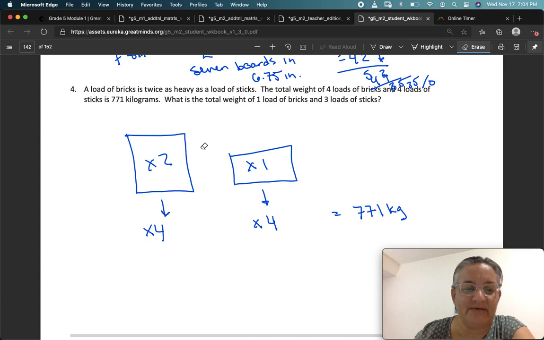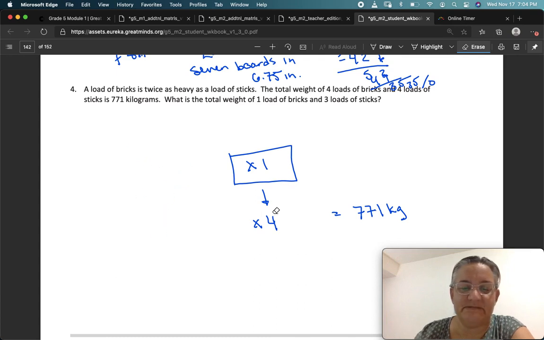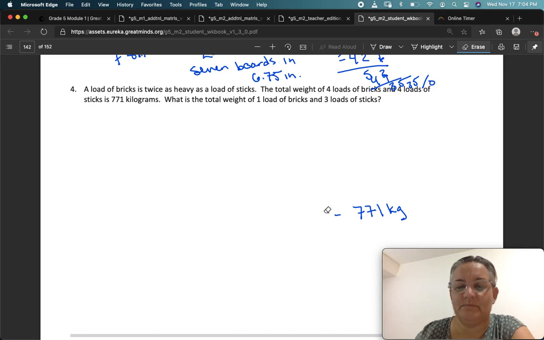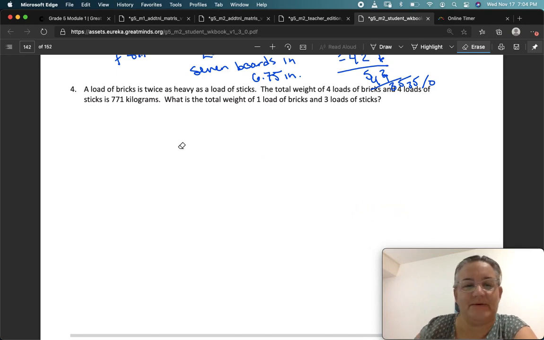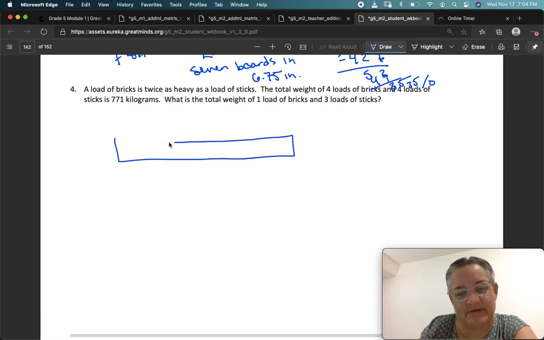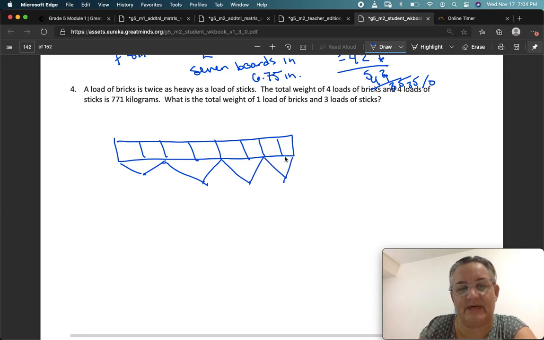But I think, in fact, I would like to use a tape diagram so that you can understand a little bit better what's going on. Okay, so there are 4 loads of bricks, and each load of bricks is twice as heavy as the sticks. So I'm going to put 1, 2, that's 1 load of bricks. 3, 4, that's 2 loads of bricks. 5, 6, that's 2 loads of bricks. And then 7, 8, which is 2 loads of bricks. Okay? Then I'm going to put 4 loads of sticks. Right? Because they weigh half as much.